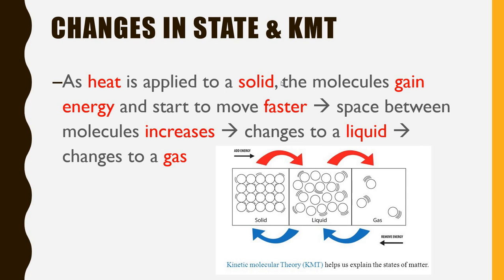So as heat is applied to a solid, the molecules gain energy and start to move faster. And the space between molecules increases. So we're following these red arrows. We have a solid, we're adding energy, they're moving faster. There's more space, it becomes a liquid. If we continue to add that energy or heat, that liquid will then become a gas. It's moving even more, there's further space.